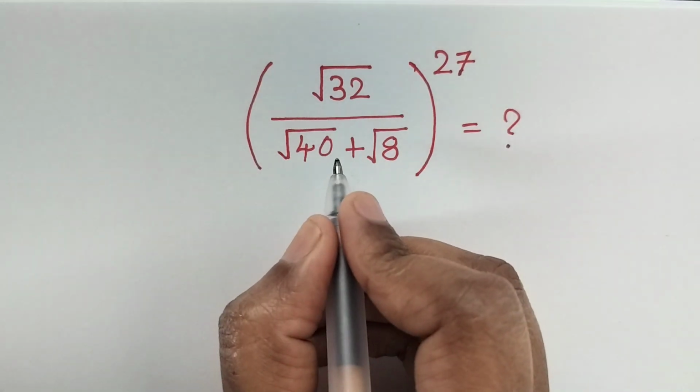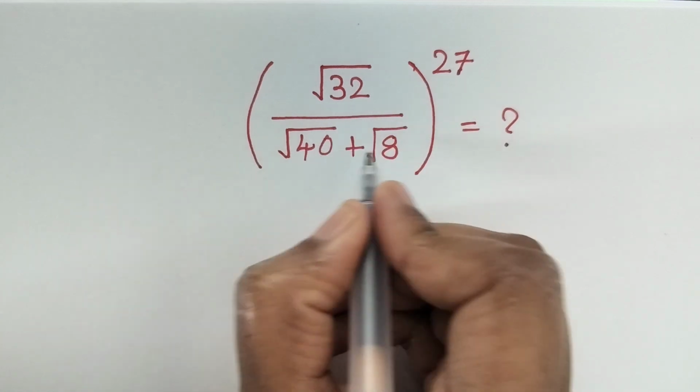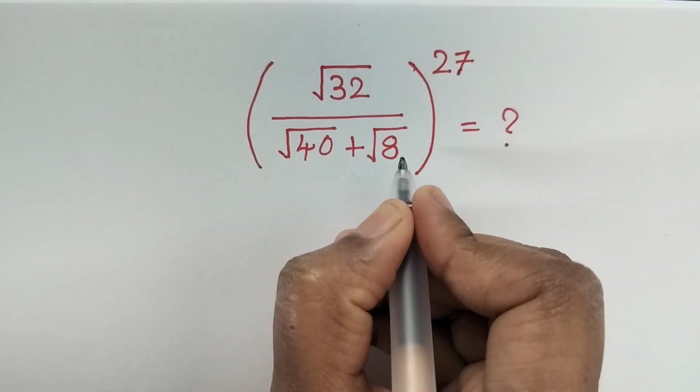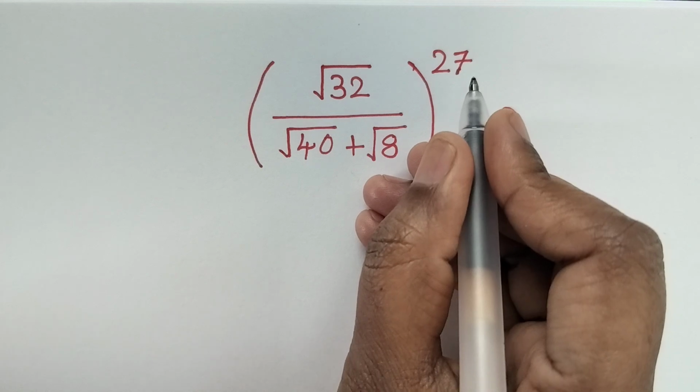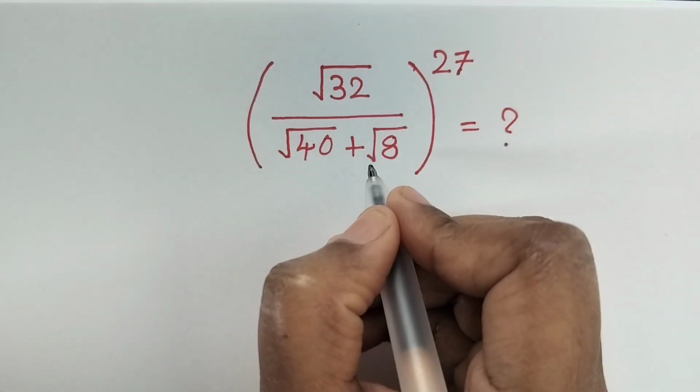Here we have one problem: the square root of 32 divided by the square root of 40 plus the square root of 8, whole to the power of 27. So how do we solve this problem? Let's see.